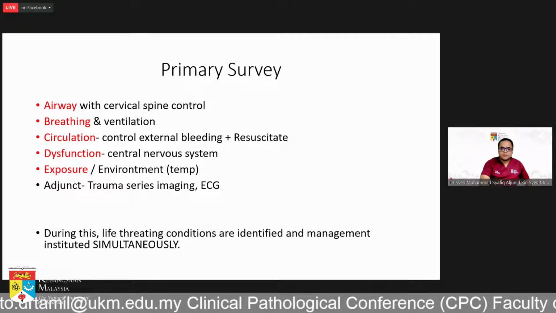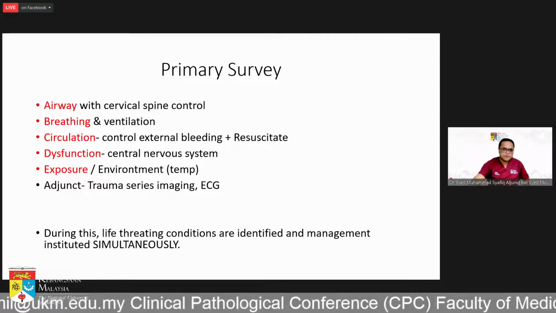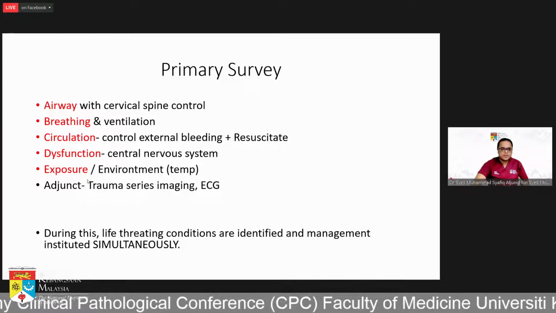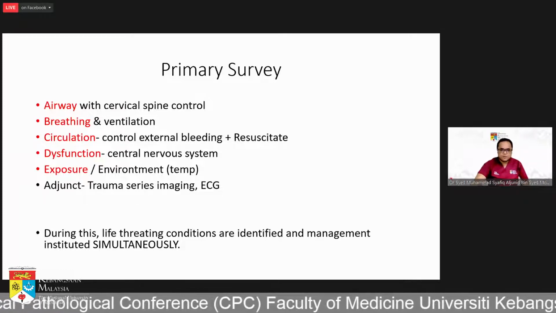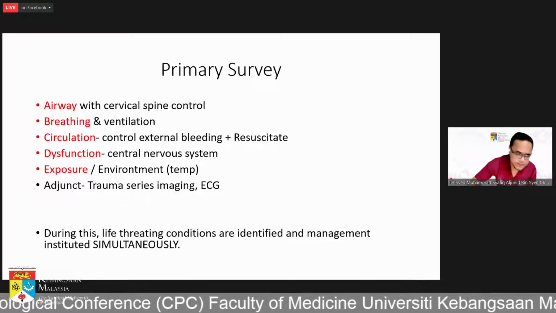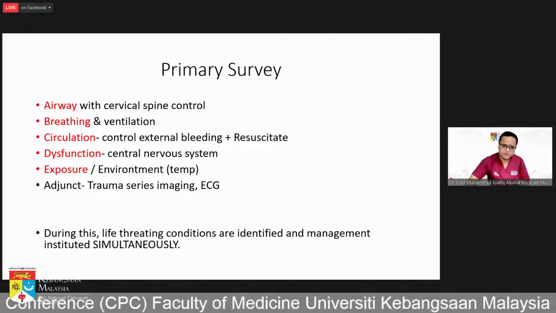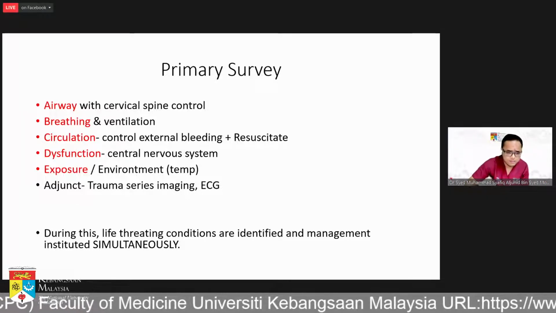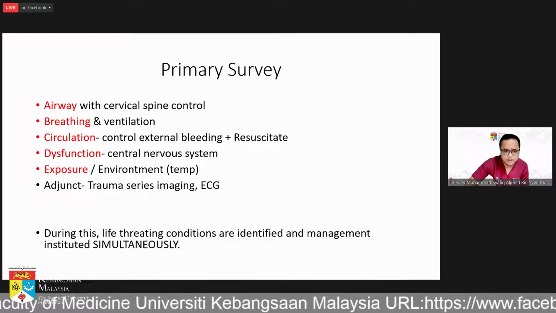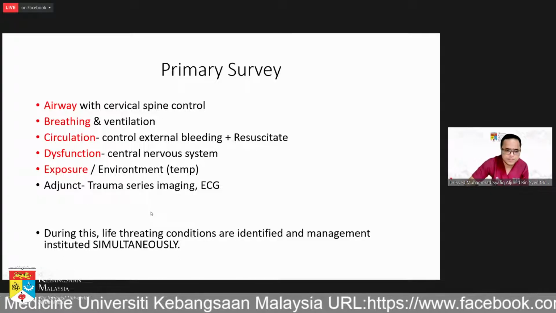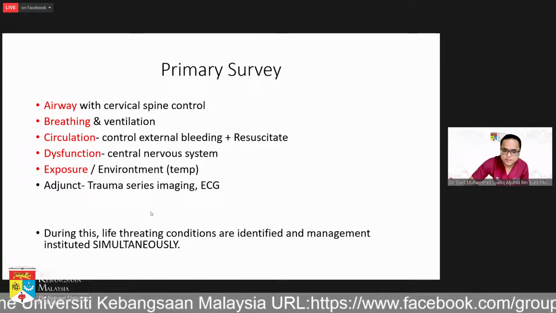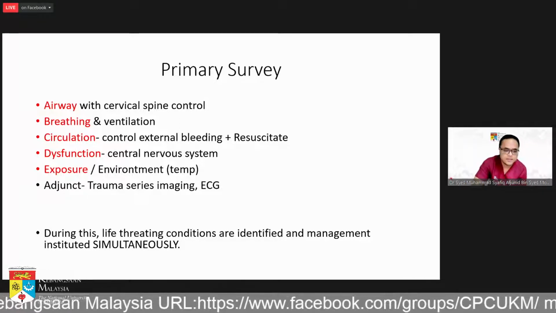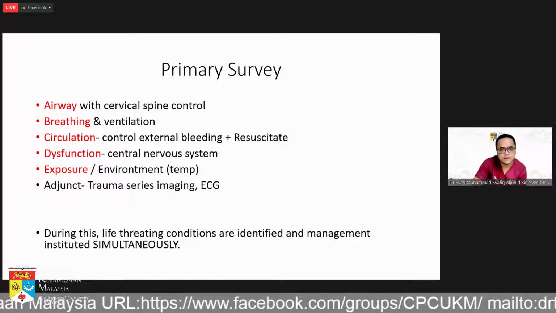Going to the primary survey: first airway with cervical spine control, breathing and ventilation, circulation where we control the external bleed and resuscitate, disability, where we check your central nervous system, and exposure. We also have adjuncts such as the trauma series imaging and ECG. Bear in mind, during this, life-threatening conditions are identified and management is instituted simultaneously.